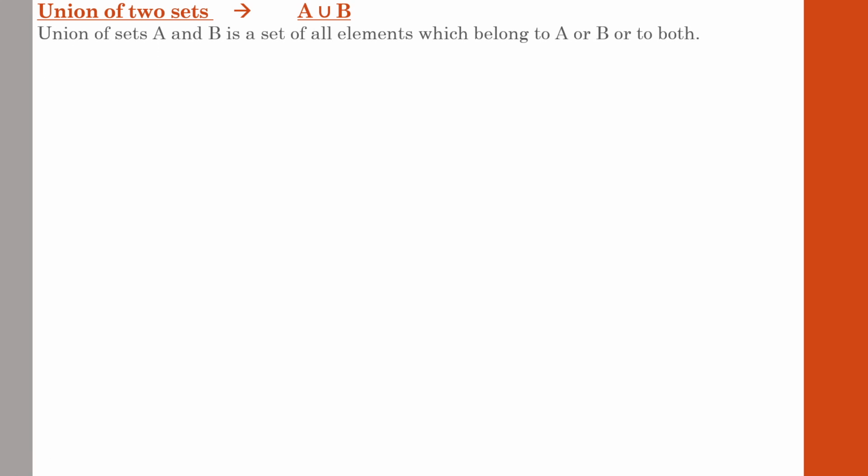Union of two sets A and B is a set of all those elements which belong to A or B or to both. With the example, you will get the clear picture. If A is 2, 3, 4, 5.